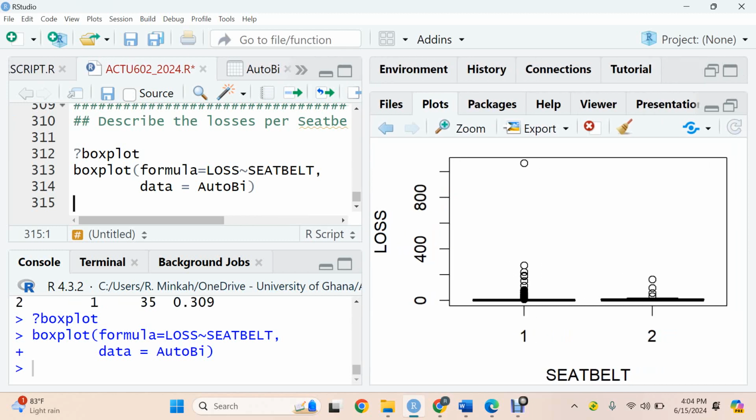Okay. So what does this tell us? There was no 3. Remember, 3 was what? Not applicable. Yes. And in the data that we were given, there's no 3. So you see you have only two boxes. Now, if you look at this, one is that they were what? They were wearing seatbelts. Good. And 2, not wearing. Okay. What can you say about the losses according to these 2?